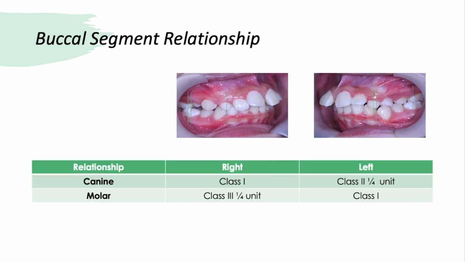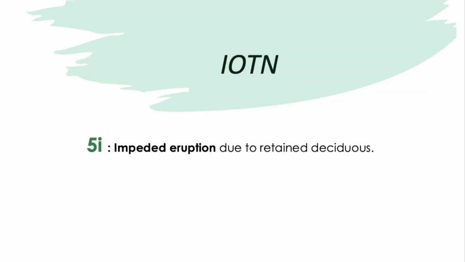For her canine relationship, she presented with a class 1 on the right side, but a class 2 quarter unit on the left side. She has a class 3 quarter unit molar relationship on the right and a class 1 molar relationship on the left. In this case, the IOTN given is 5i. There is presence of impeded eruption due to the retained deciduous teeth, which obstruct the eruption of the permanent successor teeth.